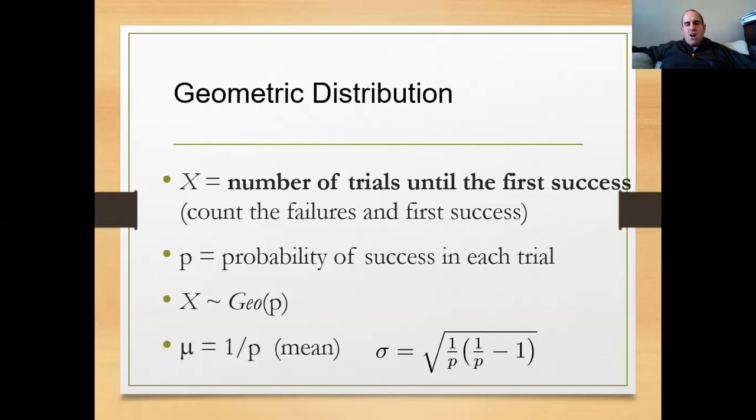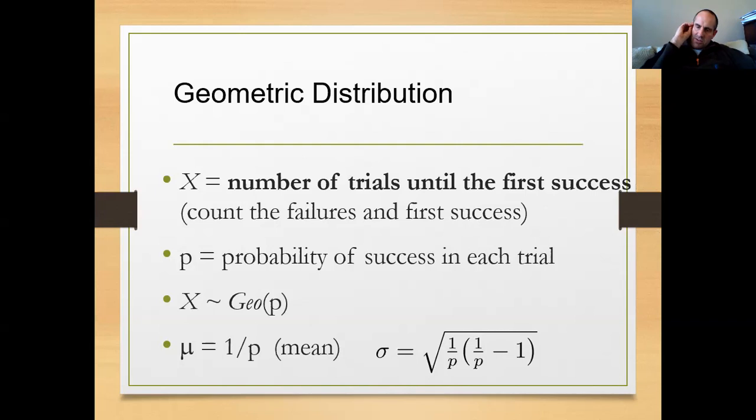So X is the number of trials until the first success, and by the way, you count all of those failures, where everything was a failure, until that last success. P is the probability of success. We write X twiddle GO of P to represent that. We have a mean of 1 over P.